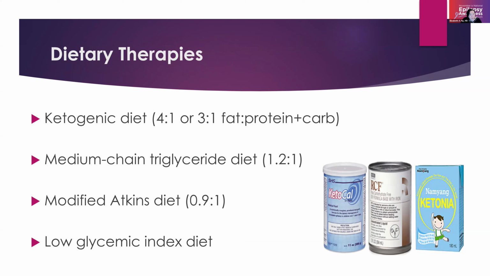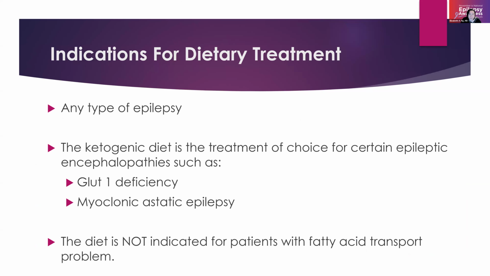We have the ketogenic diet, where there's a 4-to-1 or 3-to-1 fat to protein and carbohydrates. We have the medium chain triglyceride diet, which is 1.2 fat to 1 protein and carbohydrates. We have the modified Atkins diet, which is 0.9 to 1, and the low glycemic index diet. So the dietary treatment is indicated for any type of epilepsy.